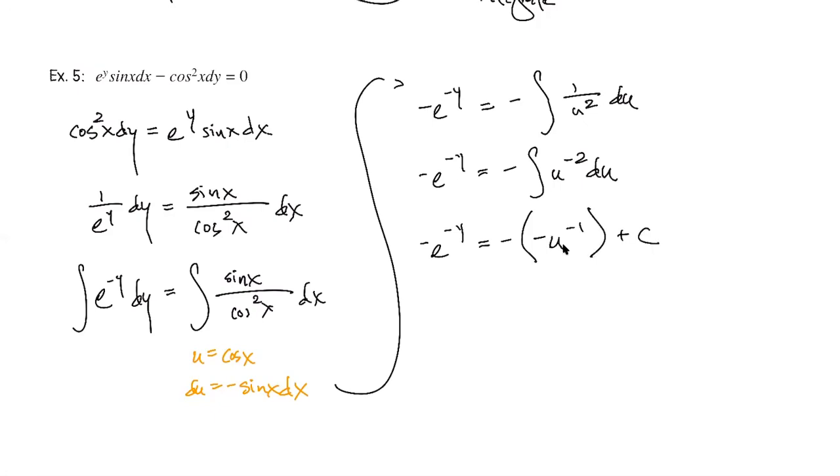And as a final answer, we just want to put back in our u to be cosine x. So we'll get negative e to the negative y equals 1 over cosine x plus c.